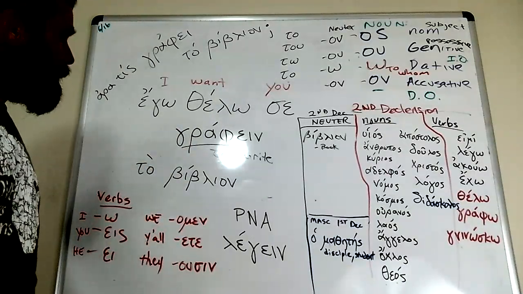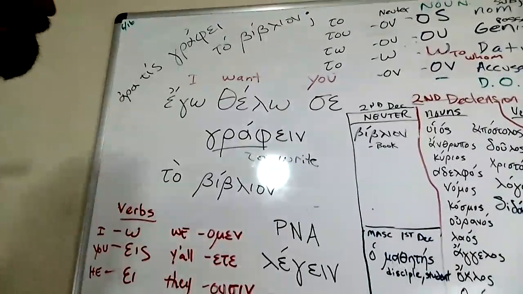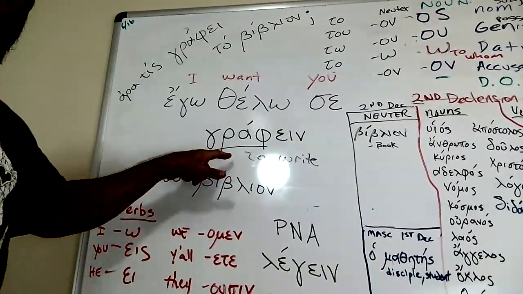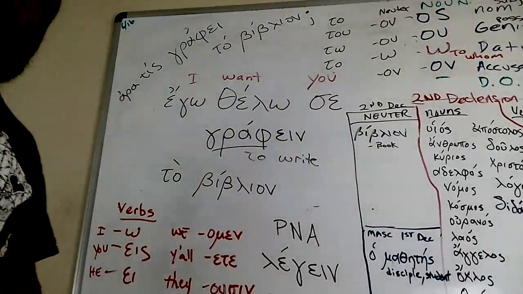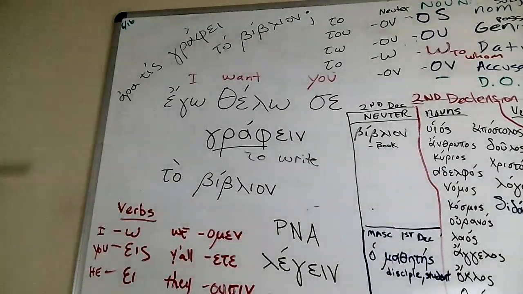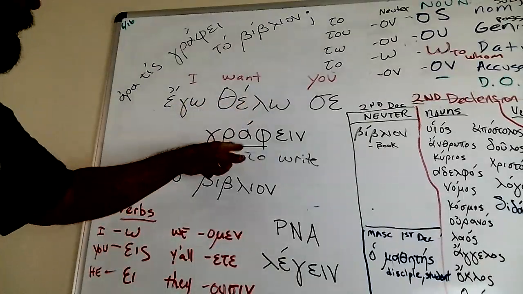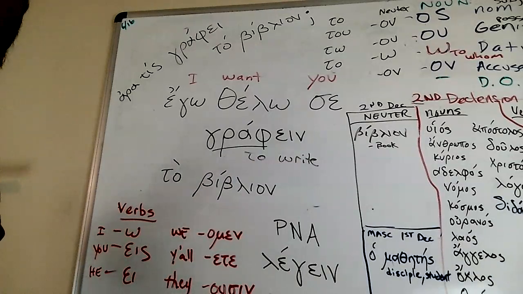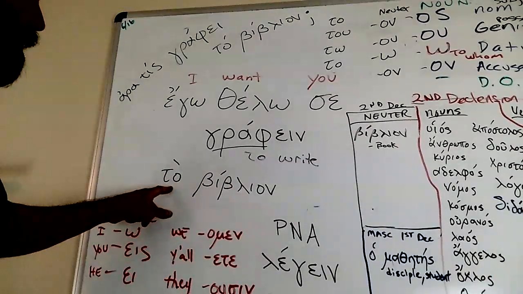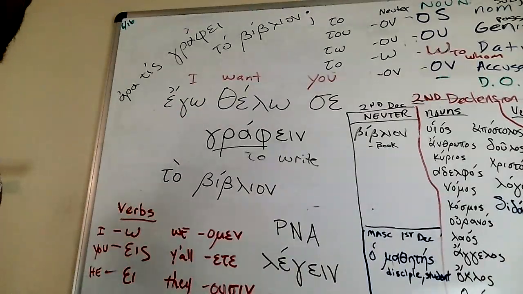Ego. I'm not seeing the board. Yeah, ego thelo. Ego thelo se graphein. Oh, yep. So let me change that. Is that better? A little bit? Let me turn the light over there. Does that help at all, turning those lights on? Yeah, it does help a little bit. Okay.